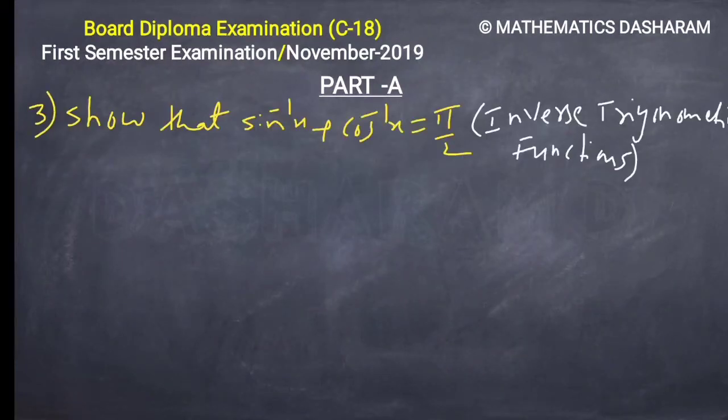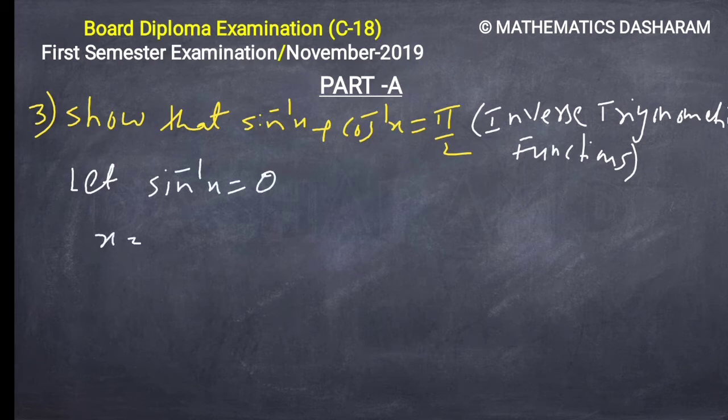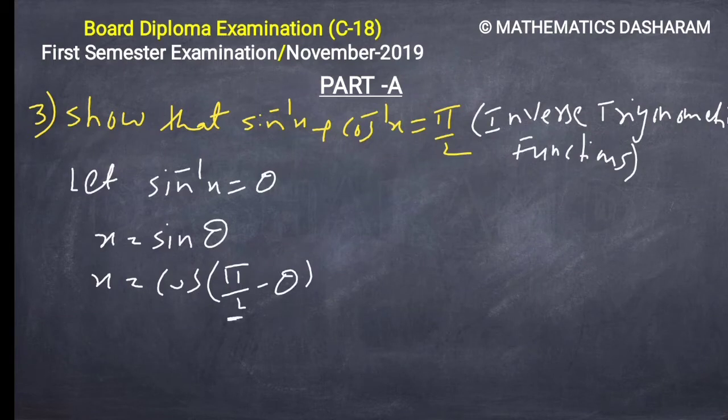Next, the third question is, show that sin inverse x plus cos inverse x equals pi by 2. So this is a question from inverse trigonometric function chapter. So let sin inverse x equal theta. So then x equals sin theta. So x equals sin theta can be written as cos of pi by 2 minus theta, because cos 90 minus theta value is sin theta. So then this cos is transposed to the left side, so then cos inverse x equals pi by 2 minus theta.